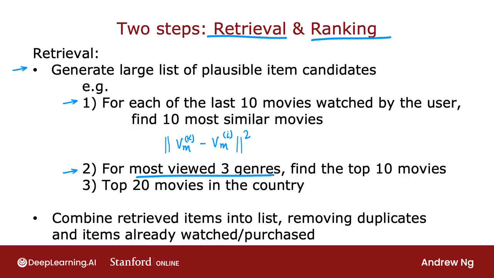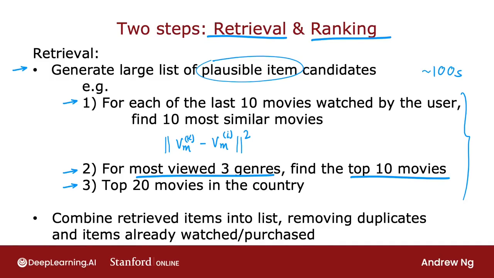Say there's a user that's watched a lot of romance movies and a lot of comedy movies and a lot of historical dramas. Then we would add to the list of plausible item candidates the top 10 movies in each of these 3 genres. And then maybe we'll also add to this list the top 20 movies in the country of the user. So this retrieval step can be done very quickly, and you may end up with a list of 100 or maybe of hundreds of plausible movies to recommend to the user.